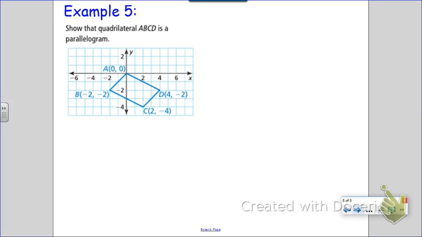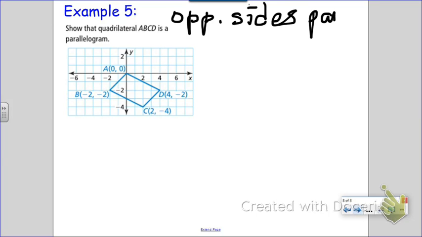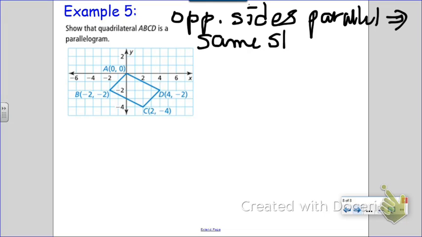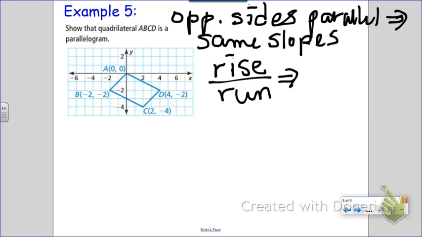So I'm going to use for this one the slope, so opposite sides parallel. Which means they have the same slopes. So if we use the idea of slope is rise over run, we can find the slope of the sides.